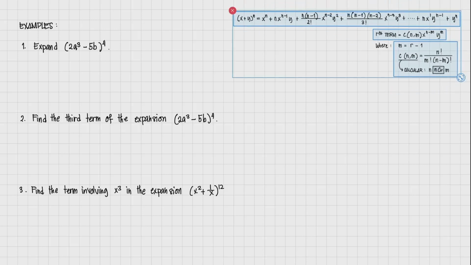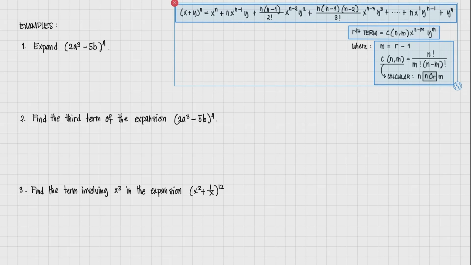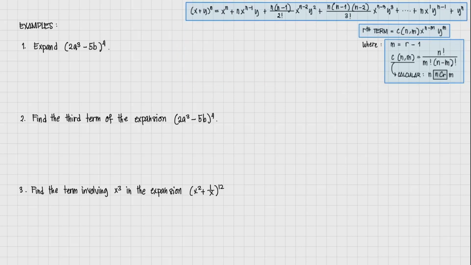Let me resize this to make it a bit larger. Yeah, so I think that's enough. As you can see here, positive yung sign natin dito sa gitna. So we need to make this positive. And to do that, we just need to rewrite it as 2a raised to 3 minus 5 times b raised to 4.